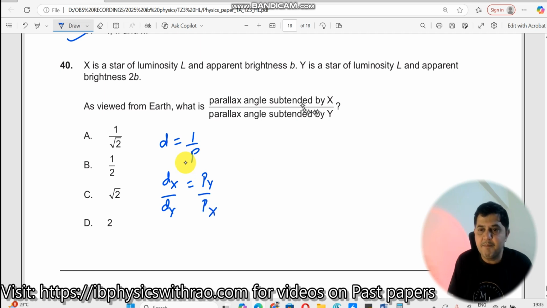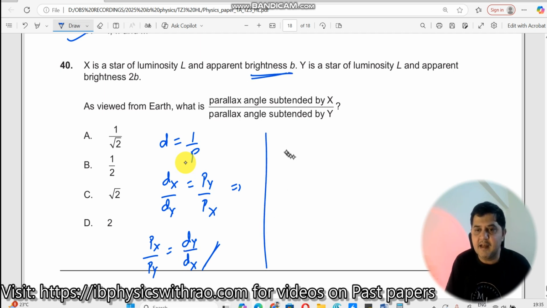But you want px by py over here, the parallax angle. So what do I get? I can now write px divided by py is equal to dy divided by dx. This is what I get. Now where do I get this value of dy by dx? You can get it from here, right?